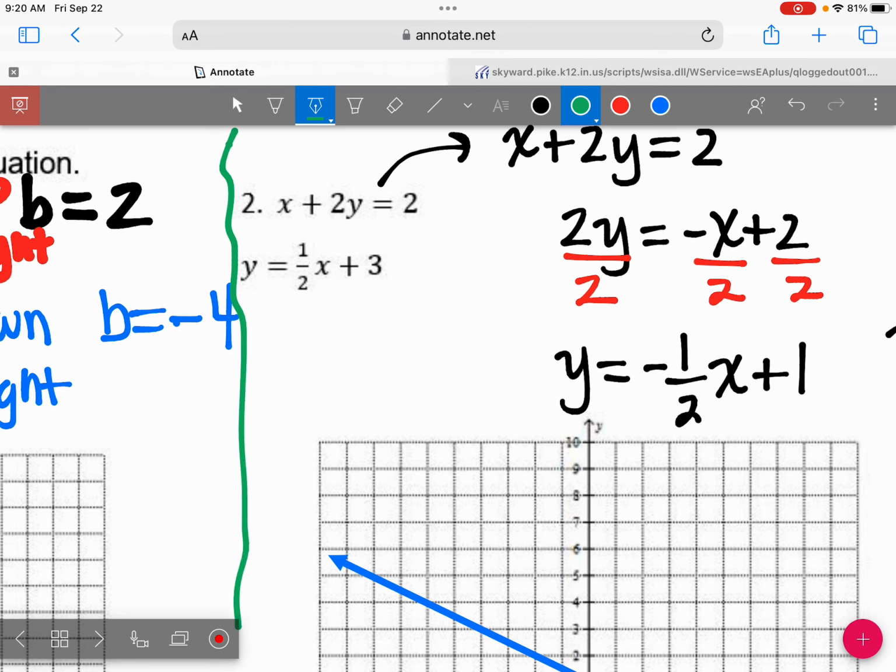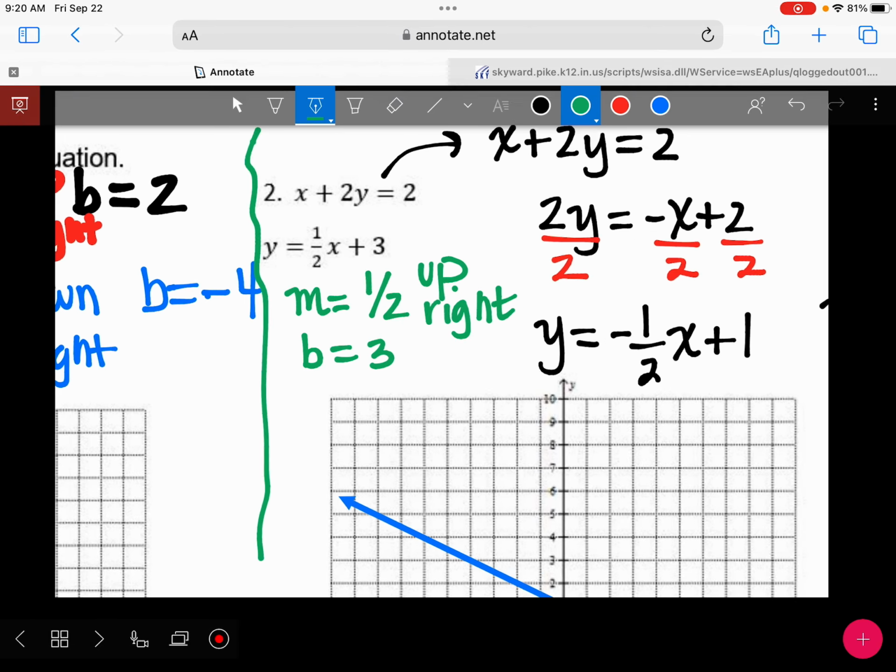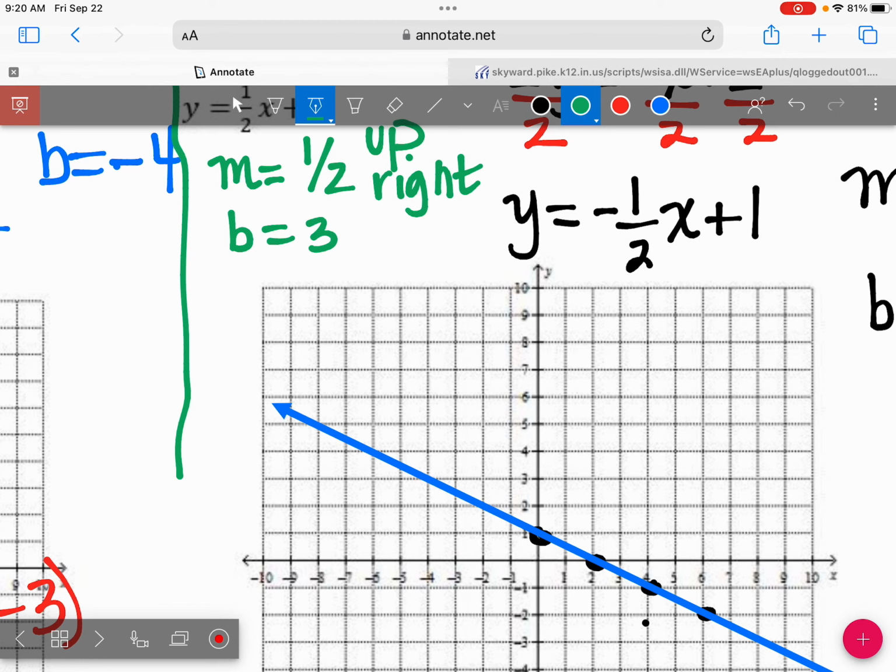For your second one, you have a slope of +1/2 and a y-intercept of 3. So you're going to go up 1 and to the right 2. So put your point at +3. Go up 1 and to the right 2, up 1 and to the right 2. Draw your line.